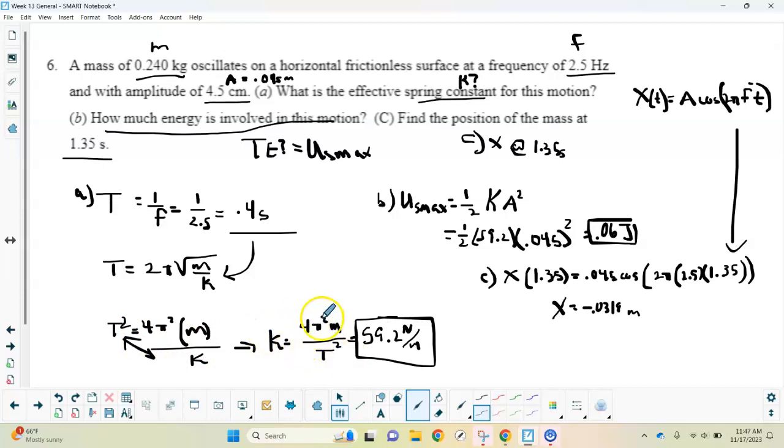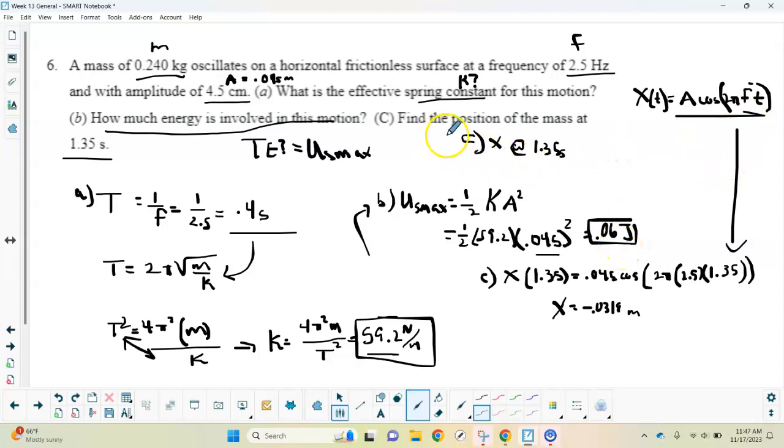So 4 pi squared, those are all numbers. M is the 0.24. T is this 0.4 squared. And then you get 59.2 Newton meters as the K value. Once you have that K value, you use it in part B to get the maximum energy. So the maximum energy would be where it's compressed or stretched, so at the amplitude. From the amplitude equation, you can figure out the amplitude as 0.045. So it'd be 1/2, 59.2, and 0.045. You're going to square the amplitude part, and you get 0.06 joules. So that was all it asked you to do for the energy.